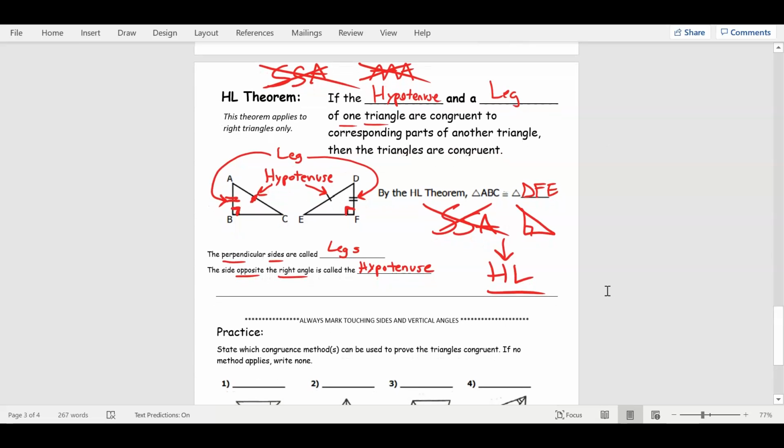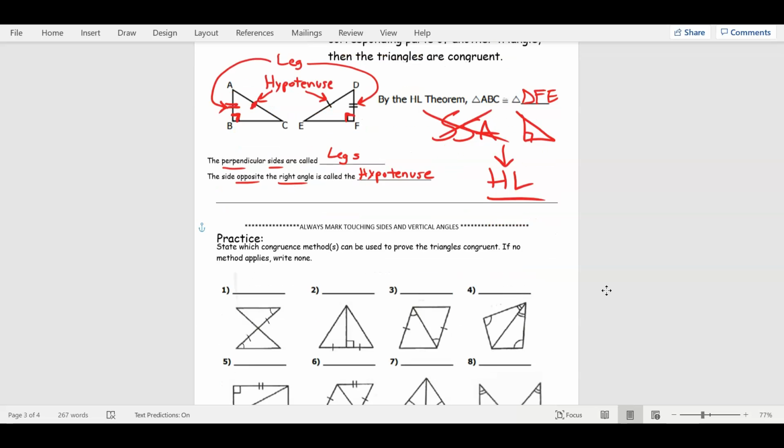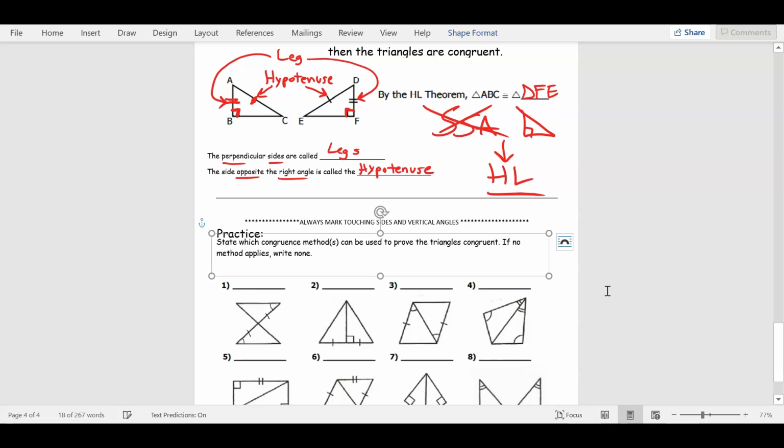Now, we are nearly, almost, kind of getting out of time here. We still have like 6 minutes. You can already start, if you'd like, the practice at the bottom. Remember, you have to label two things. Where do they touch? Put a tick mark. And then also, if there's an X, you put arcs on the vertical angles.